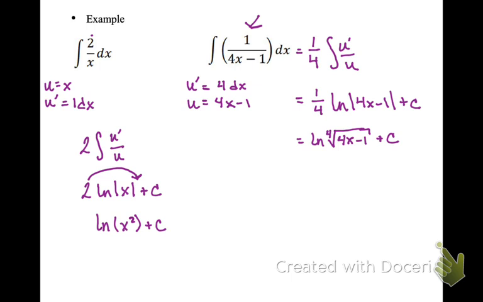And once I put the 4th root, I don't have to have the absolute value in there either, do I? But like I said, the textbook leaves it as 1/4 the natural log of the absolute value of 4x minus 1. There you go. Good?